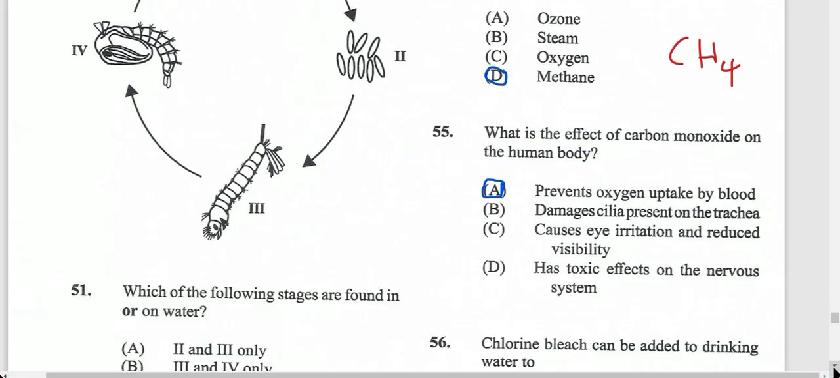What is the effect of carbon monoxide on the human body? A. It is 55. It prevents oxygen uptake by the body, as the carbon monoxide readily affixes itself to hemoglobin more quickly than, of course, oxygen can. It pretty much reminds me of an invasive species and how they operate. So our answer here for 55 is going to be A.